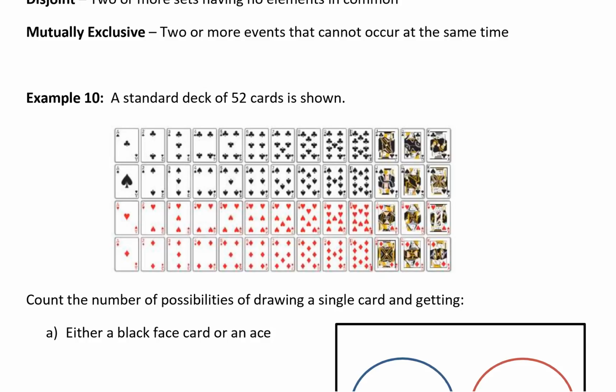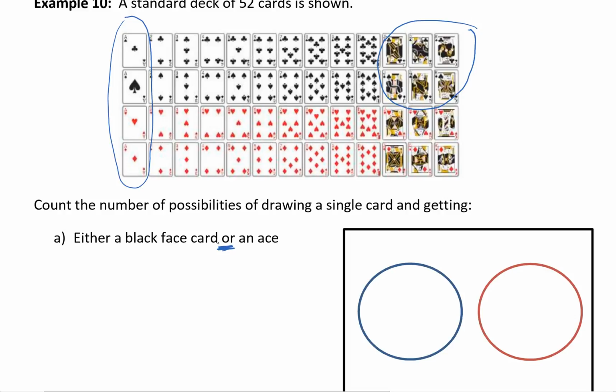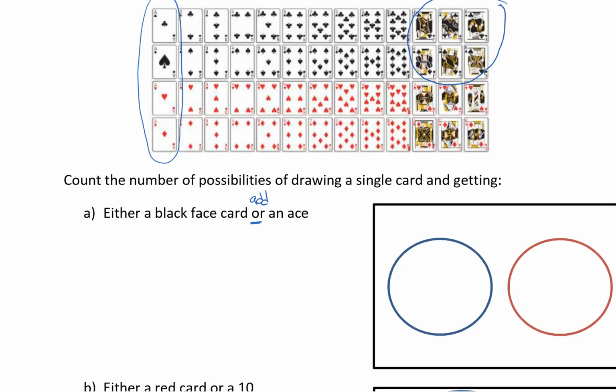So aces in counting are not counted as face cards. These here are your face cards: Jack, Queen, King. I drew my circle too big. Jack, Queen, King. Those are your face cards. So either a black face card or an ace. And these ones are aces. Okay, so how many black face cards do we have? There's just these 6. How many aces do we have? 4. Remember, the fact that this says or means we add.